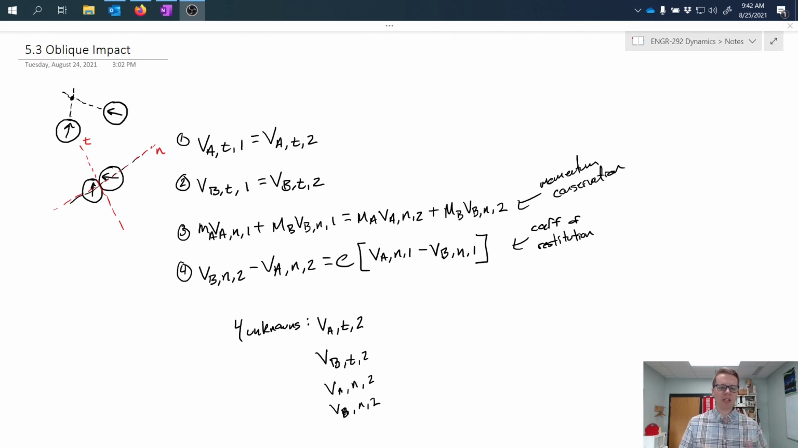So by breaking the velocity into these tangential and normal components, we've introduced additional unknowns, but at the same time, we've also introduced additional equations that we can use to solve for those things and more information. So we can use this to analyze pretty much any impact, whether the particles are traveling along the line of impact or they're making an oblique contact where they are not traveling along that same line of impact. All right, thank you.